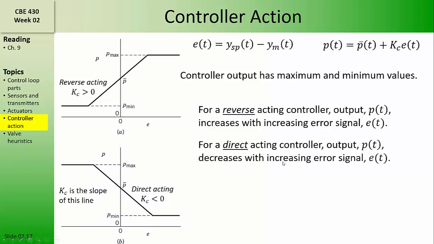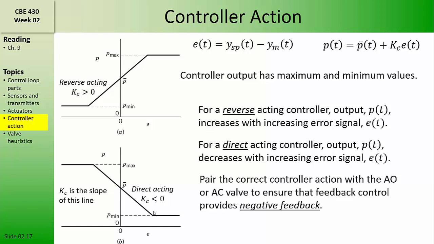A direct acting controller has the opposite behavior. For a direct acting controller, the output signal P decreases as the error signal increases. Therefore, direct acting controllers have a negative controller gain.